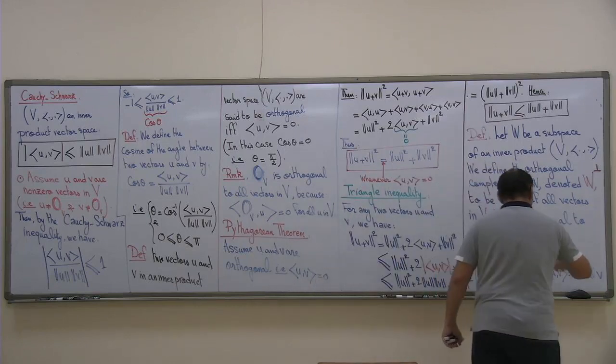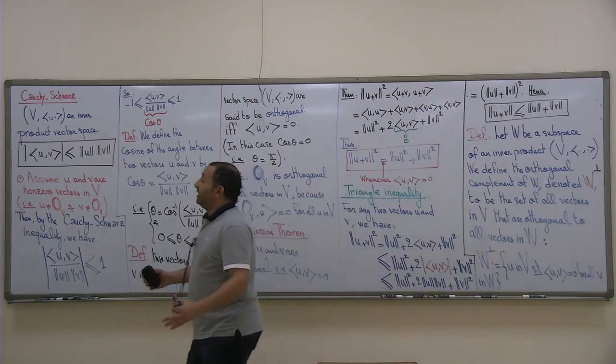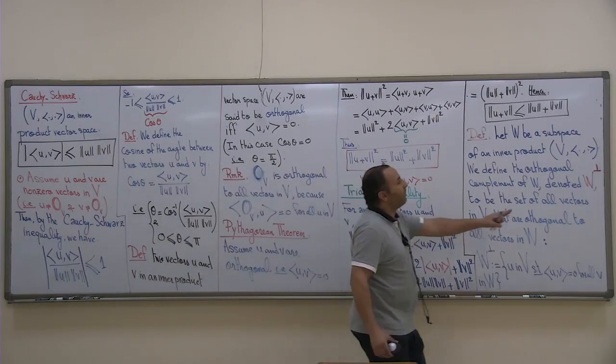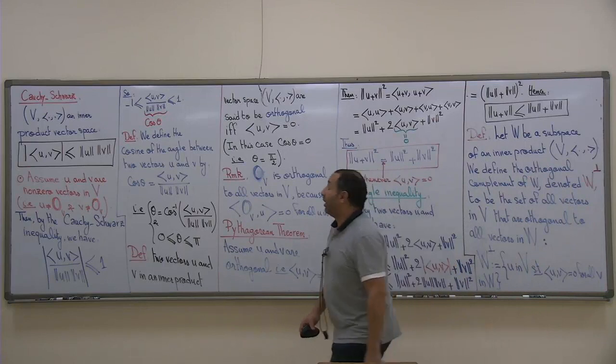Now, there is a simple fact, easy to show: W perp, this orthogonal complement, is a subspace of V.